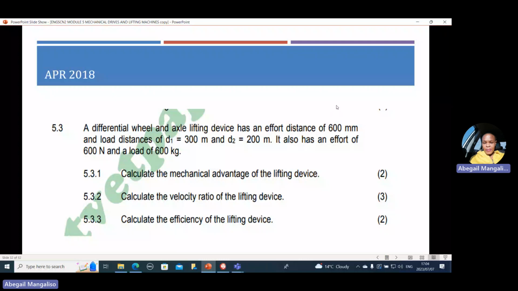Hello guys, let's look at this second exercise taken from a question paper of April 2018. Question 5. A differential wheel and axle lifting device has an effort distance of 600 millimeters and a distance of D1 300 meters and D2 200 meters.